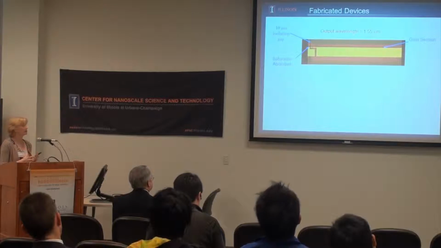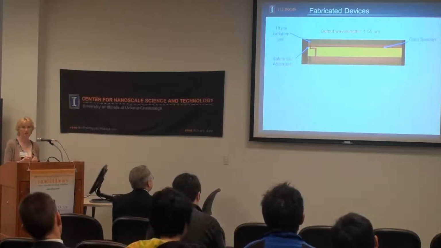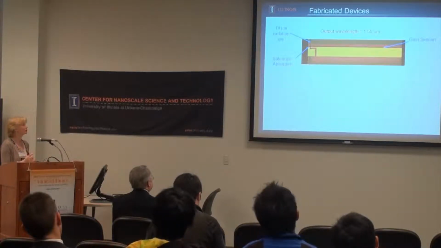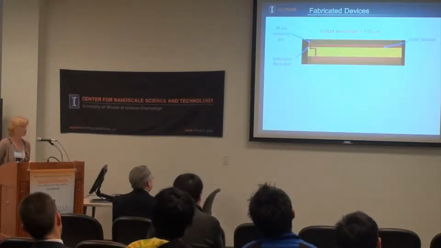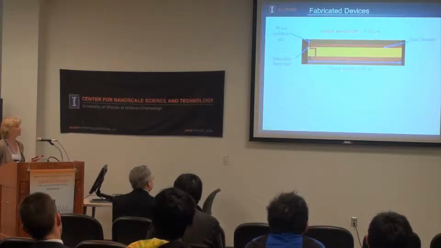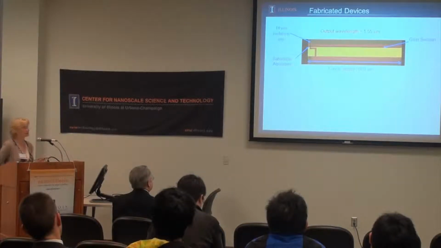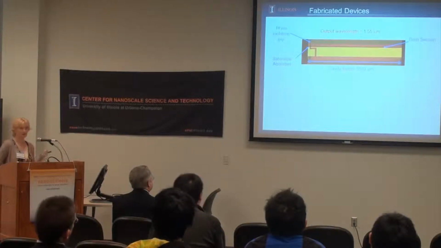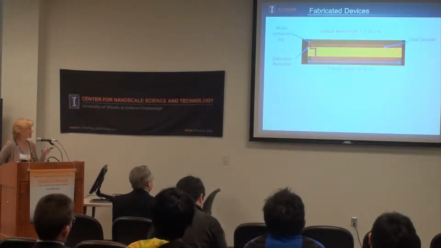We have a 10 micron isolation gap where we etch the contact layer between the two contacts, between the gain section and the absorber section, so we don't have current leaking into the saturable absorber. And the cavity length here is just over 1 millimeter, and this gives us a mode locking frequency of about 40 gigahertz. The saturable absorber itself is about 25 microns in this device. And as I said, the output wavelength is 1.55 microns.